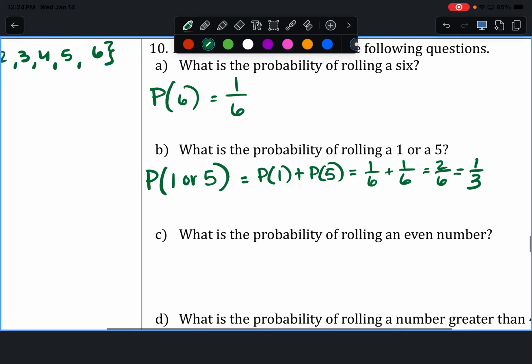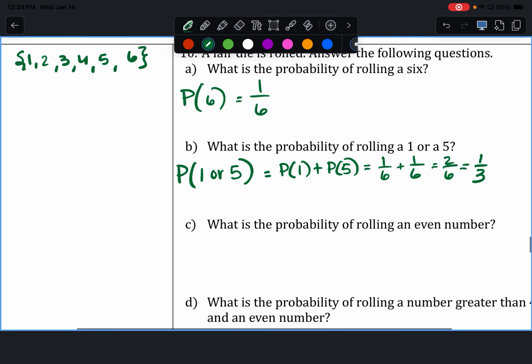Then it says, what is the probability of rolling an even number? How many even numbers are in that sample space? 3. What are they? 2, 4, 6. Mm-hmm. So the probability of rolling an even will be what? 1/2. Well, what would I need to do before that, though? 3 out of 6. 3 out of 6, which is 1/2. Okay?